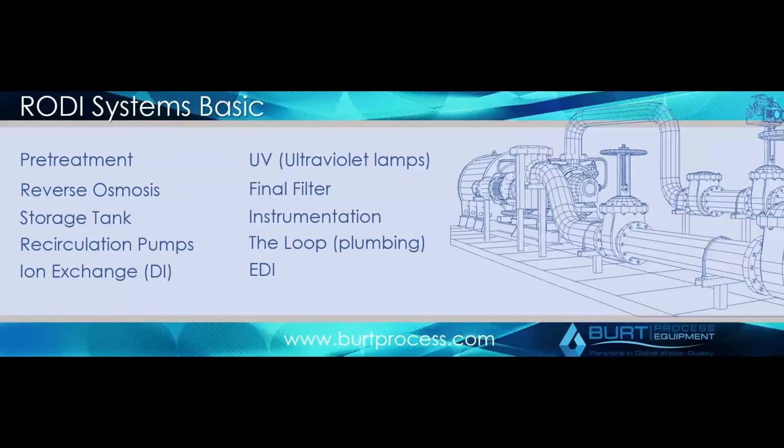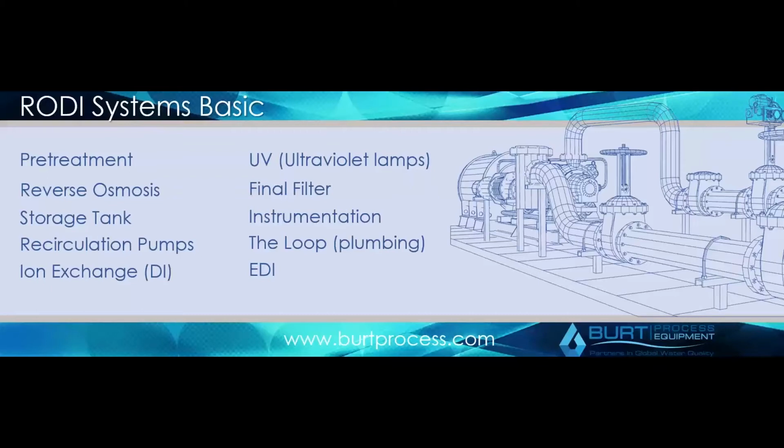We talked a lot just now about water quality, but what is actually in an RODI system or high purity water system? Most high purity water systems are broken down between two main parts: the pretreatment and the reverse osmosis portion of the system to a storage tank. This is often referred to as the generation portion of the system. And then everything downstream of the storage tank, where circulation, exchange, UV, filters, and additional processes are, is referred to as the distribution portion of the system.